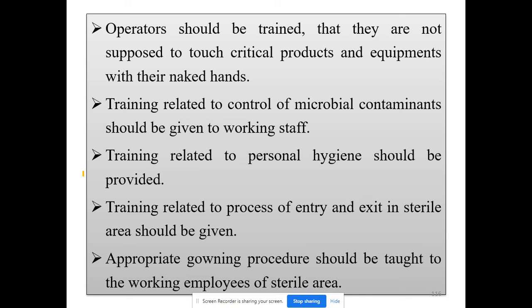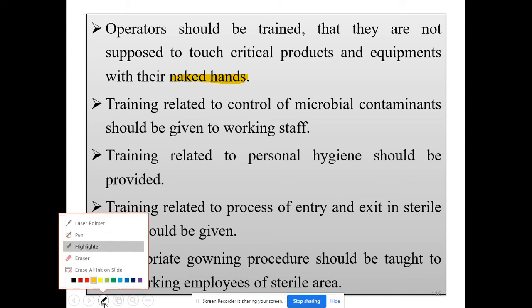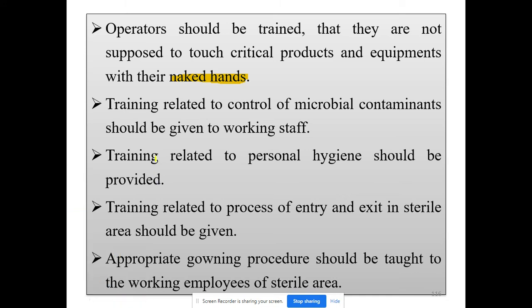First one, operators should be trained that they are not supposed to touch the critical product and the equipment with their naked hands. Operators should be given this training that they are not supposed to touch the critical products and the critical equipment with their naked hands. Means they are not likely to be touched.